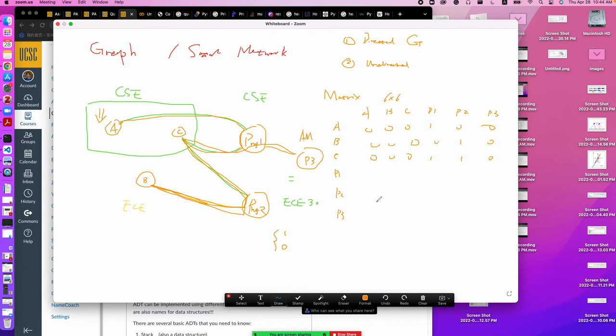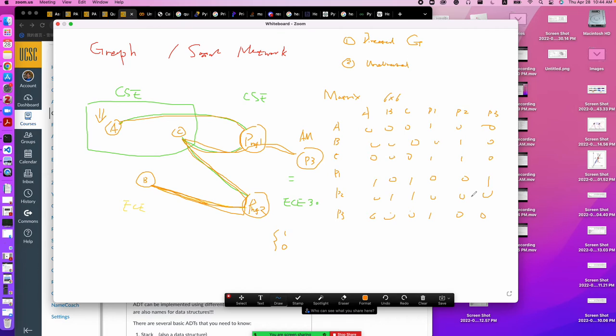And Professor 3, he knows Professor 1, and the other one is 0. Professor 2 just knows C and B. So, sorry, here is 1, other ones are 0. And Professor 1 knows 3, C, and A. Others are 0.